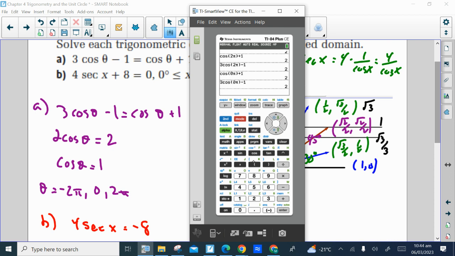So, in brackets, 4 divided by the cosine of 120 degrees, close the bracket on the 120, close the bracket on the 4 over cosine of 120, plus 8 should equal 0, and it does. And now we'll check 240 as well.